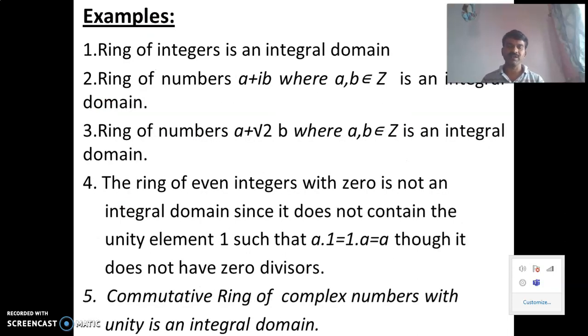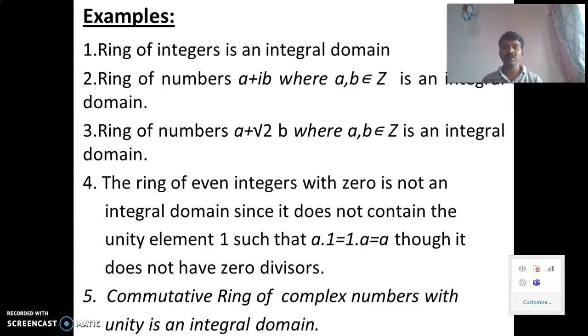Examples of integral domains are the ring of integers, which is an integral domain. The ring of complex numbers is also an integral domain. A ring of numbers in the form a plus b root 2, where a and b are integers, is also an integral domain.